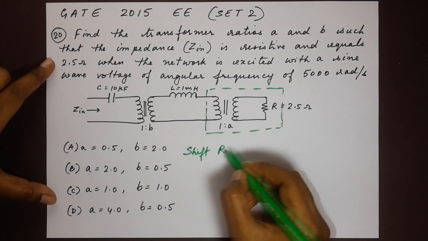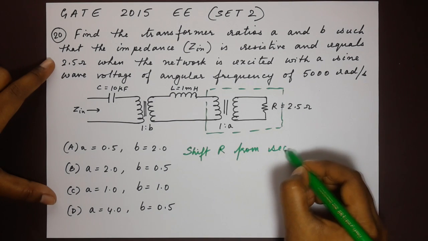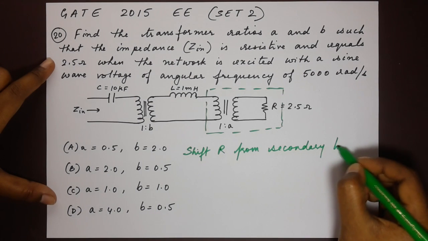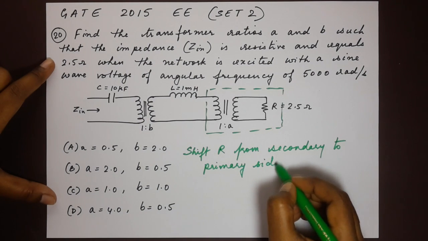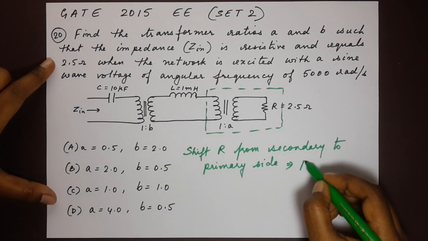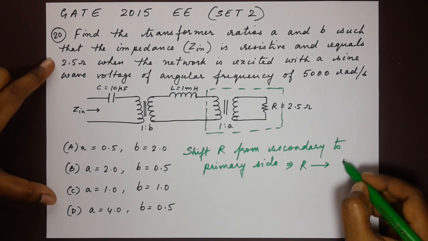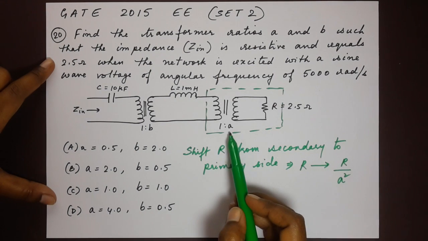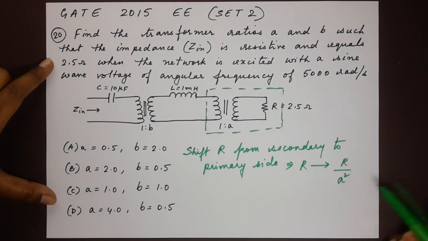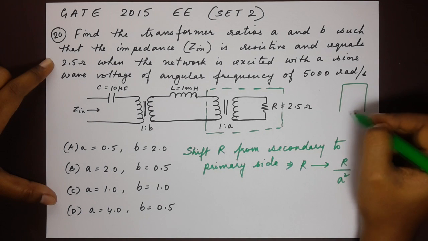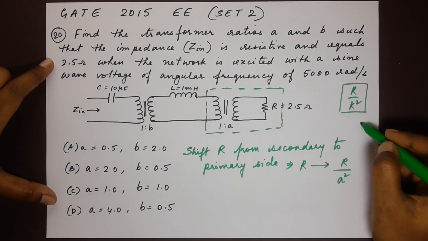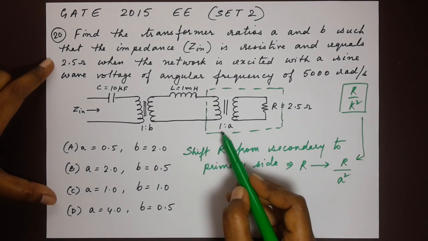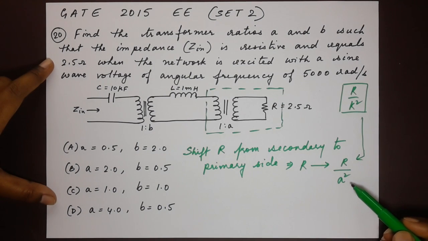Shift R from secondary side to primary side. So what happens here is R turns to R by A square. The ratio here is 1 by A, right? So it's R by A square. It's R by K square. That's the ratio, which is written here in terms of the ratio given, R by A square.